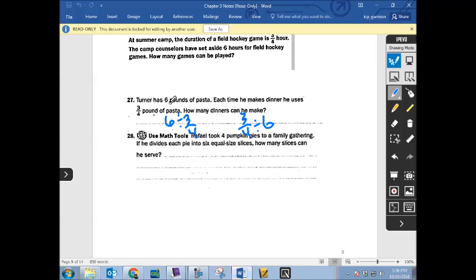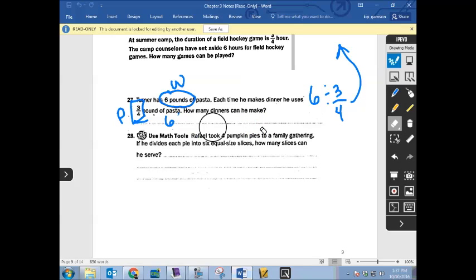But what's being divided? Is this the amount he's starting with, the whole? No, he made this whole amount. This is your whole. This is your part. And since we know we're doing division because we're breaking it into, we're trying to figure out how many dinners he can make, we know that this is going to be 6 divided by 3/4, which the work for that's just right above there. Okay? Let's do the next one here.